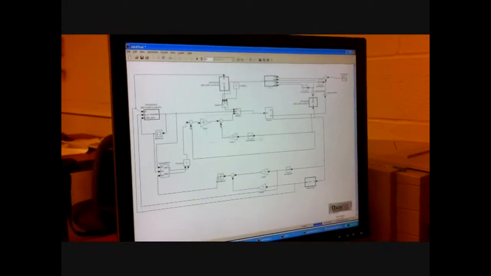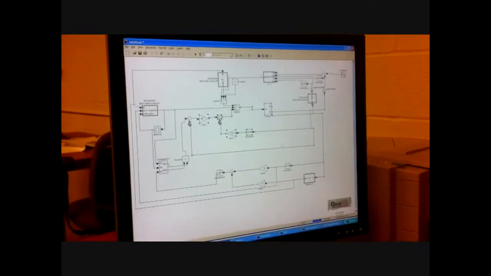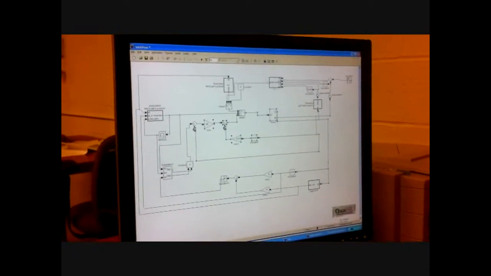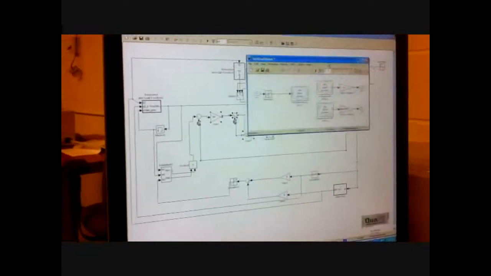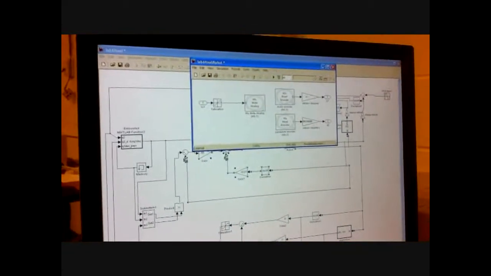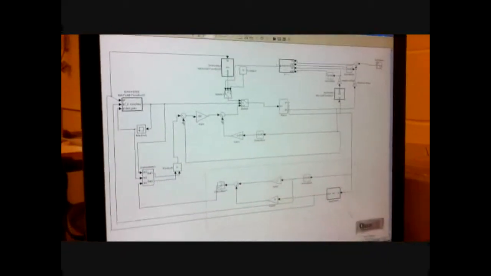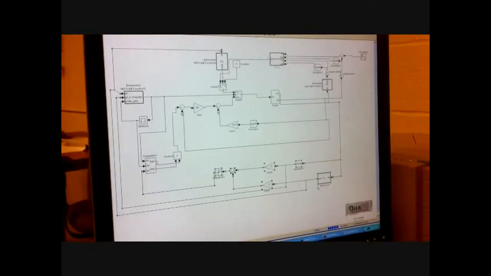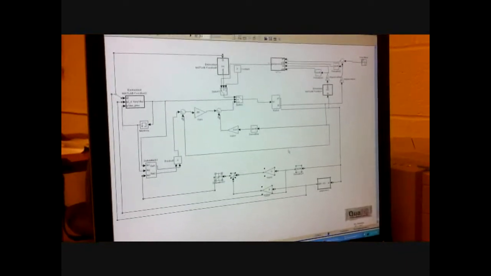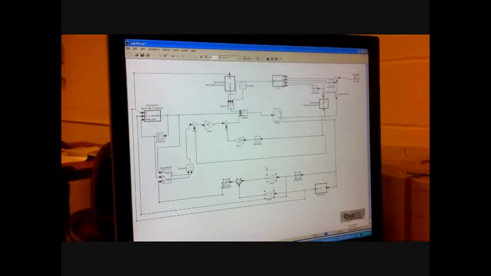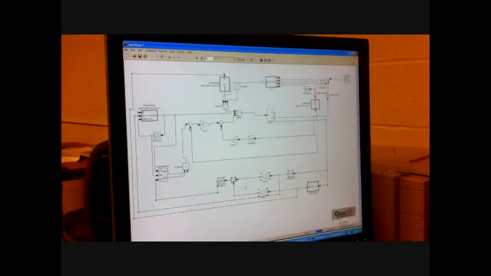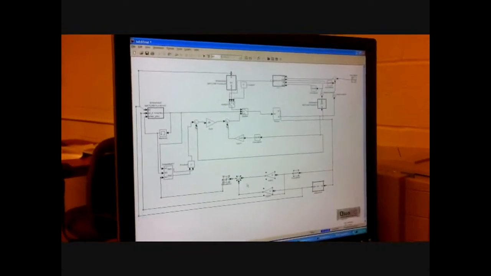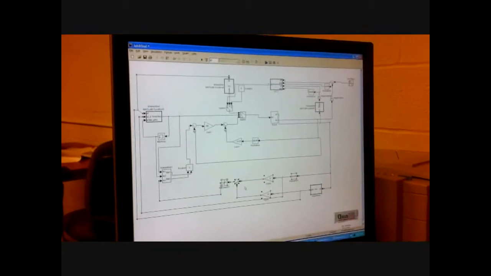And here, this loop explains a PD controller for the motor. And this loop is a PD controller for our pendulum, which gives our desired angle for the system.